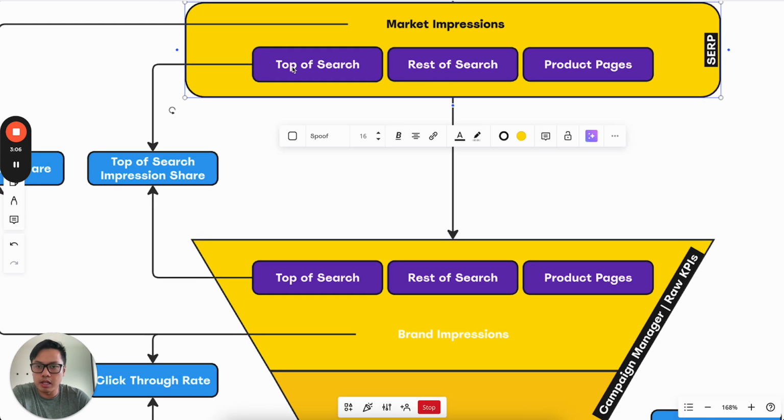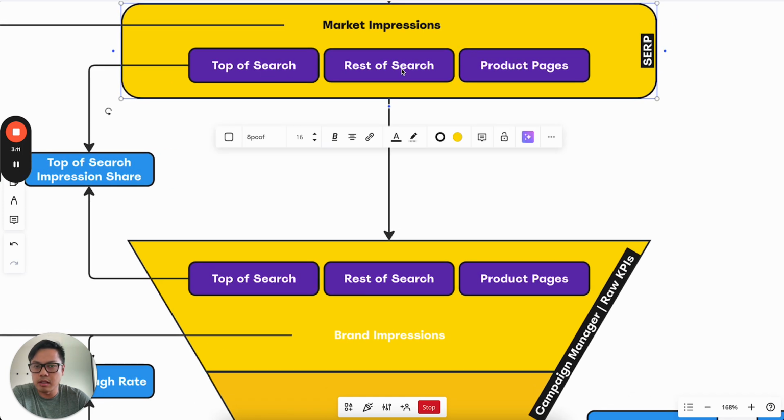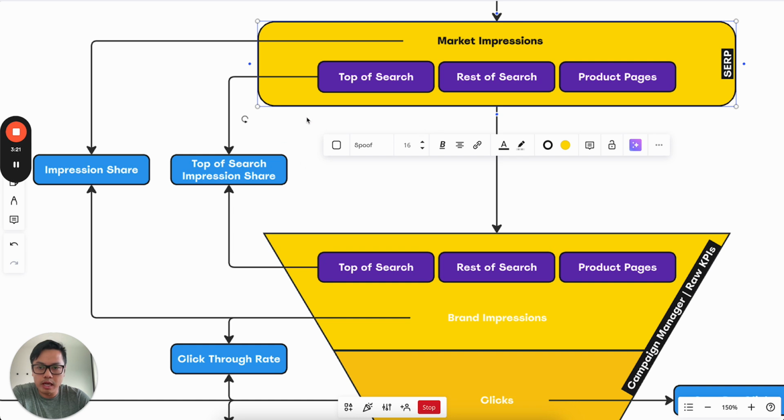So top of search is going to be the top 4 or 5 placements for ads right at the top of the search engine. Rest of search is everything else that's not top of search in the search engine, and then product pages is your product display. So there's a couple KPIs we want to go through. We have impression share, which is essentially your brand impressions divided by your market impressions. So what is the percentage of that? So that will include all of top of search, rest of search, and product pages. So you can find this KPI in a report that you can generate in Campaign Manager.